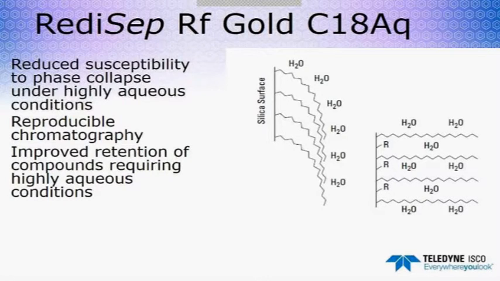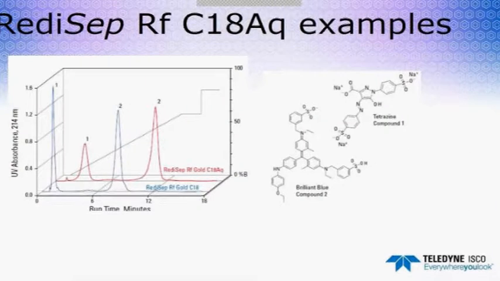Going to the other extreme, from very nonpolar samples to very polar samples, we have the RF gold C18AQ. This C18 is less susceptible to what we term phase collapse. Under highly aqueous conditions, less than 5 or 10% organic solvent, C18 has a tendency to self-associate, where the C18 chains associate with each other rather than the solvent system and the sample. One symptom is chromatography that is irreproducible. It doesn't repeat itself. You also get improved retention of compounds under highly aqueous conditions.